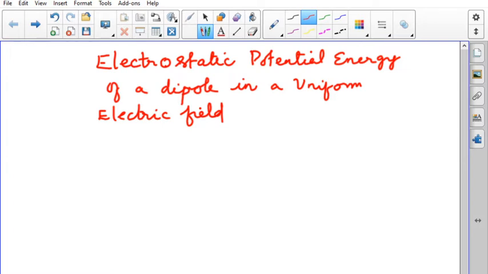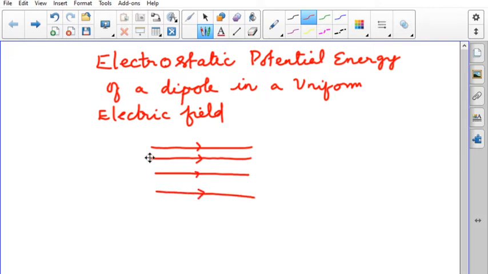Today our topic is electrostatic potential energy of a dipole in a uniform electric field. Let us consider a uniform electric field, represented by the vector E, and we have placed a dipole in this uniform electric field.